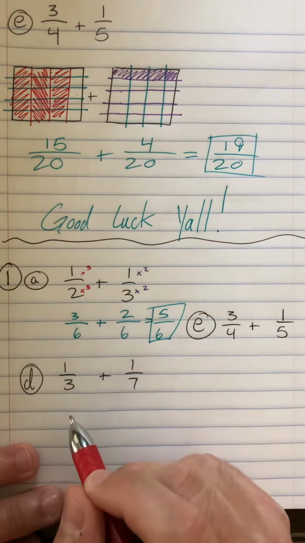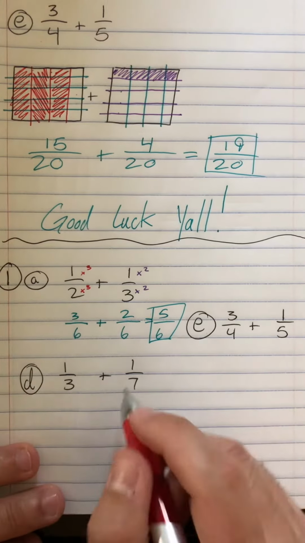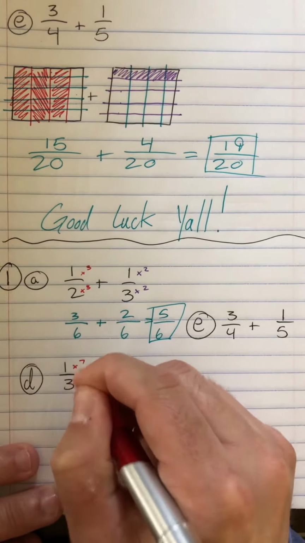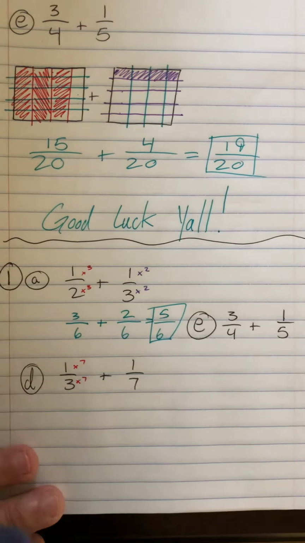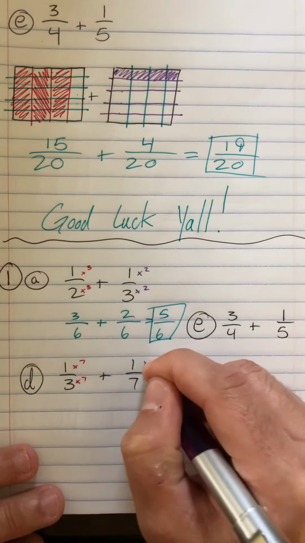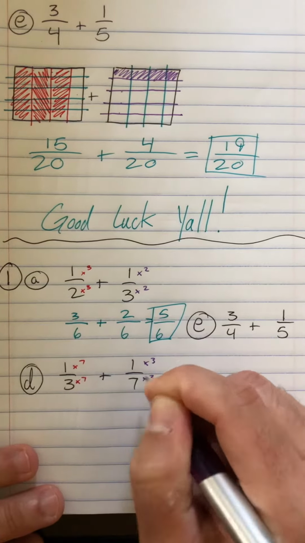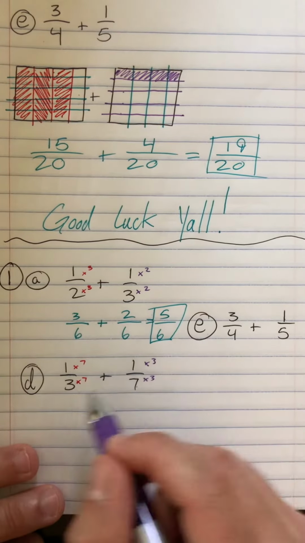Okay, so letter D, kind of the same thing. We gotta figure out where they meet. And so in this case, I'm just gonna say times 7 times 7. On this side, I'm gonna multiply both things by this denominator. So this one's times 3 times 3. So again, the 7 came from over here, this denominator. The 3 is over here, came from this 3 over here.